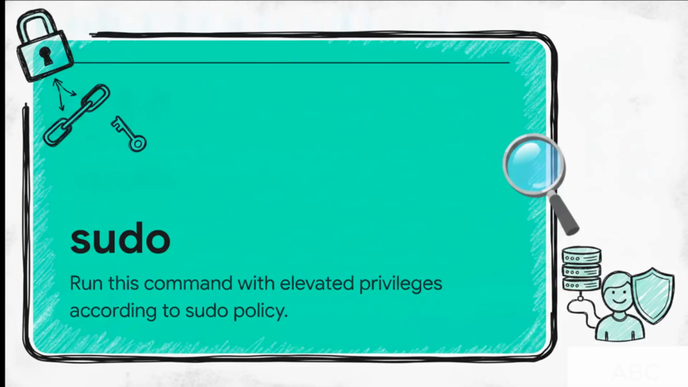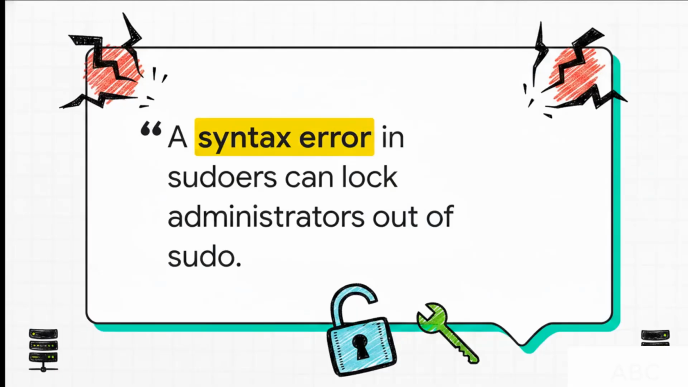I really want to stress this. It's not a magic cheat code. For sudo to work, 2 things have to happen. The sudo software obviously has to be installed, and your specific user account must be explicitly allowed to use it by the system's policy. That policy is controlled by a file called sudoers, and wow, is it sensitive.